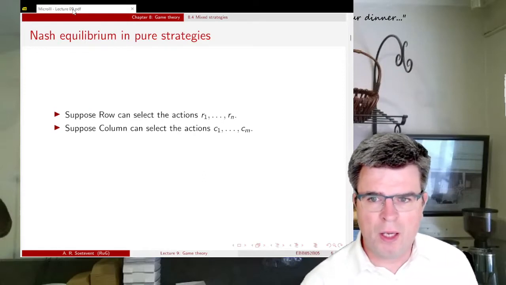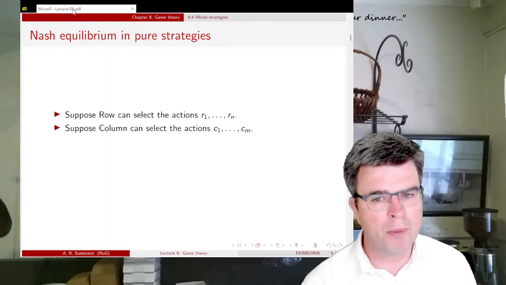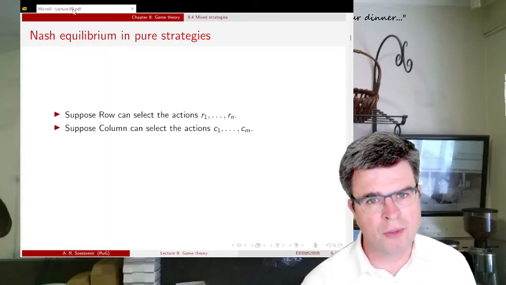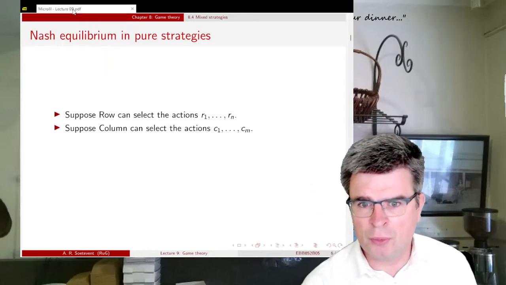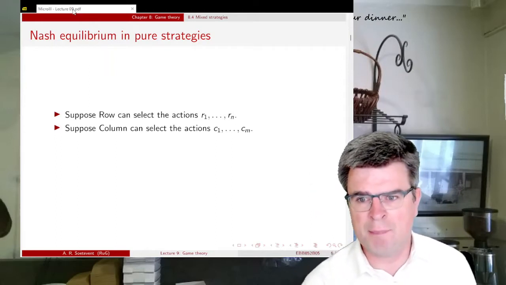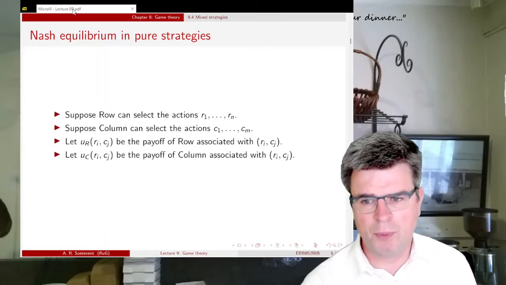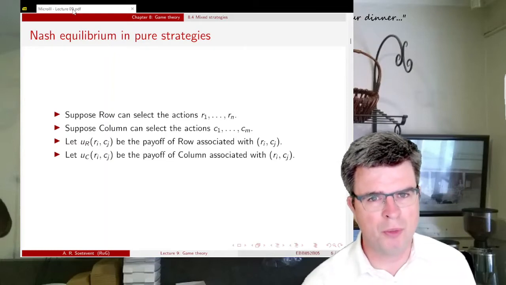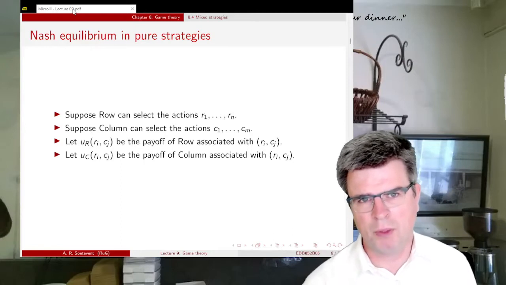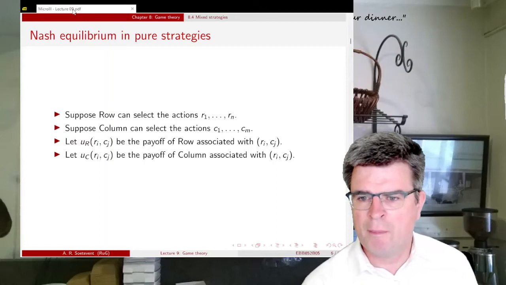So a Nash equilibrium in pure strategies is defined as follows. Suppose that we have a row player and a column player, and the row player's actions are denoted R1 to Rn, and the column player's actions are denoted C1 to Cm. And then we define payoffs. So we know that in the form of utility, so with a U, sometimes it's also denoted with a pi, because that is representing kind of a profit or payoff.